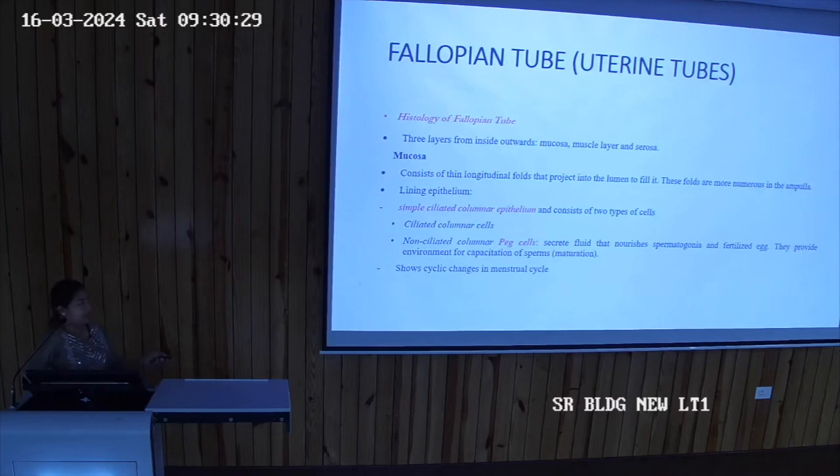PEG cells, this is a very important question in the histology of the fallopian tube. What are PEG cells? They are non-ciliated columnar cells. They secrete the fluid that nourishes the spermatozoa and the fertilized egg. And this fallopian tube also shows cyclic changes like the uterus.